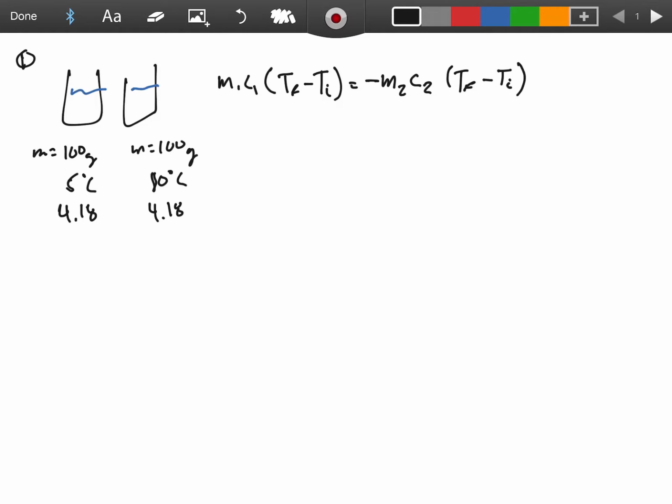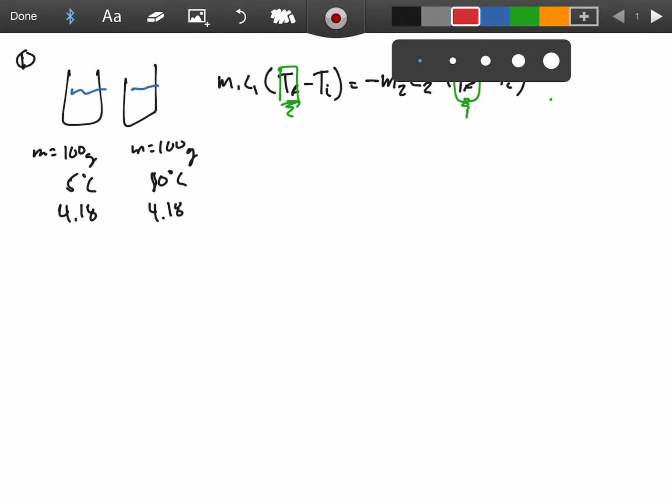Okay, so a few things to note as we move forward. Number one is these T finals will always be the same, because we're taking the two things and mixing them together. The whole point of this is to figure out what final temperature we eventually arrive at. So I know that the final temperatures are going to be the same in each case.